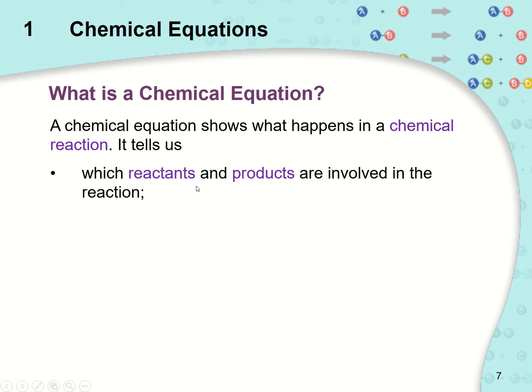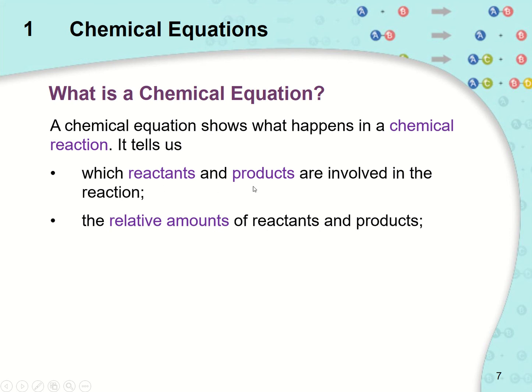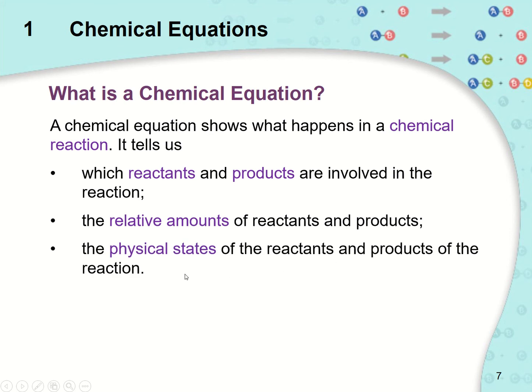In a word equation, you only know which reactants and products are involved in the reaction. But for a chemical equation, it does more than this. It tells us what reactants and products are involved. It also tells us the relative amounts of reactants and products used in the reaction and formed during the reaction, as well as the physical states of the reactants and the products.